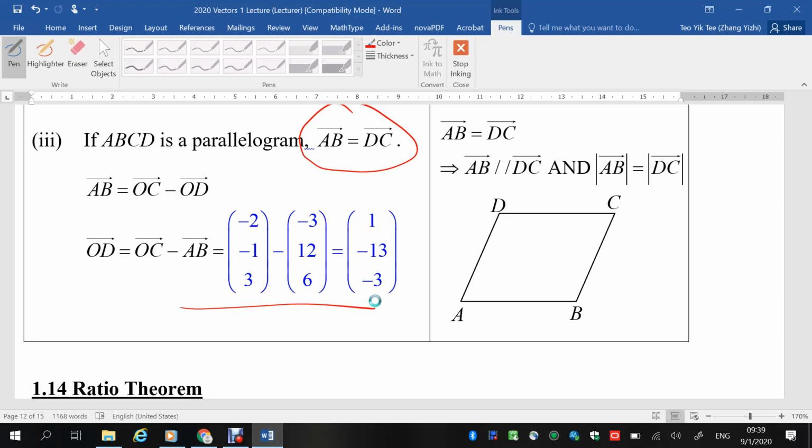Anybody cannot understand this example? This kind of example, what's the likelihood of it appearing in the A levels? 0. What's the likelihood of it appearing in your CT1? Maybe 20 to 30% chance. It's very, very simple, this kind of example. A level, no way. We have better things to test you on in the A levels.